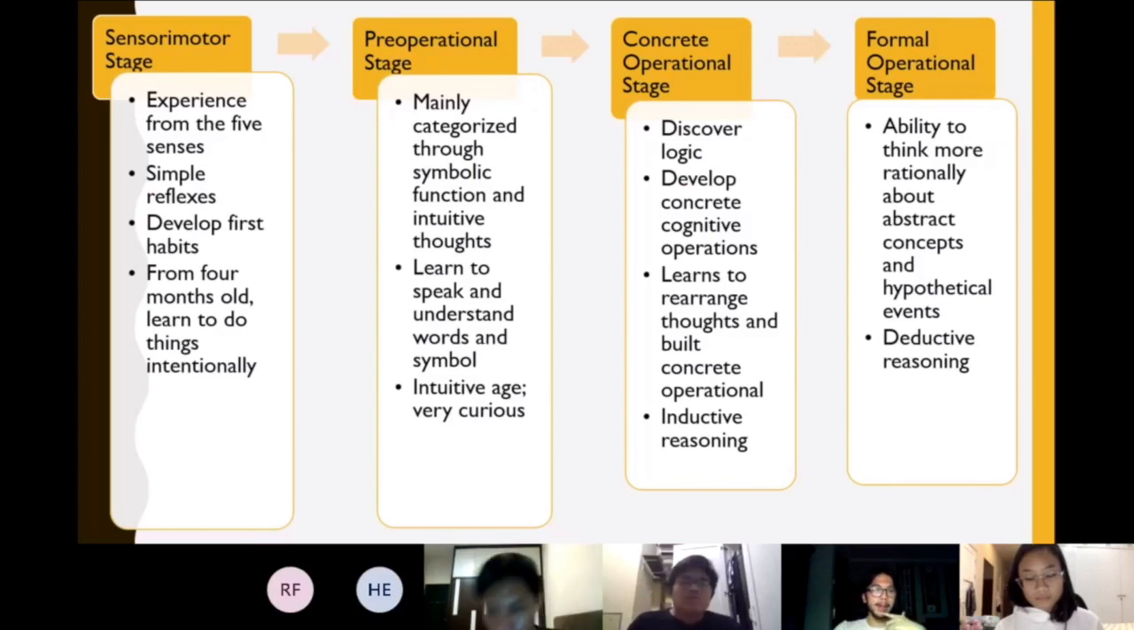The last one is the formal operational stage. At this stage, we now have the ability to think more rationally about abstract concepts and hypothetical events. Our advanced cognitive ability allows us to understand abstract concepts and form a deeper understanding of our own identity and morality.